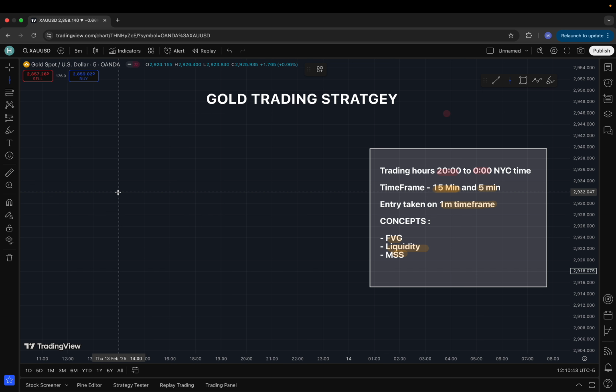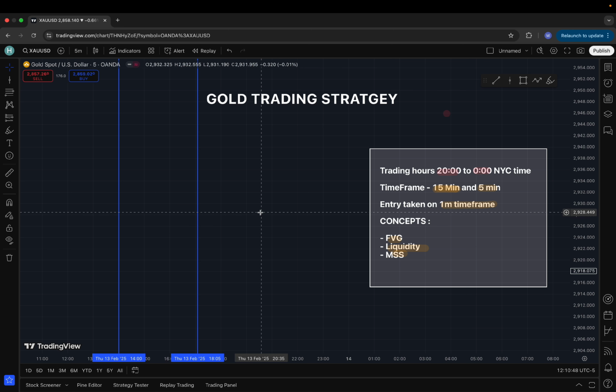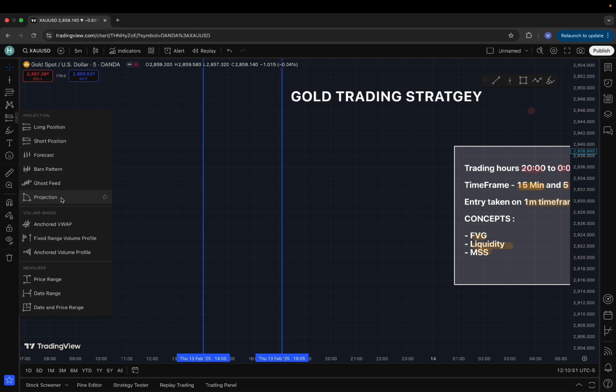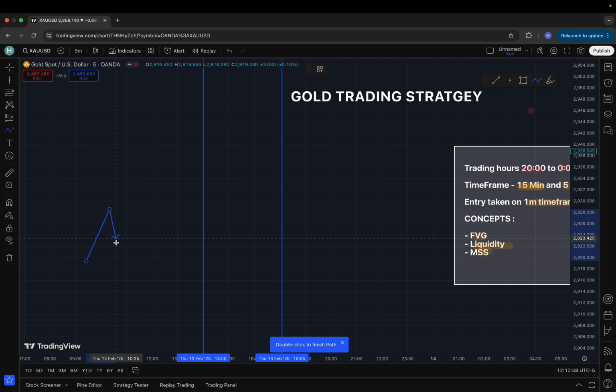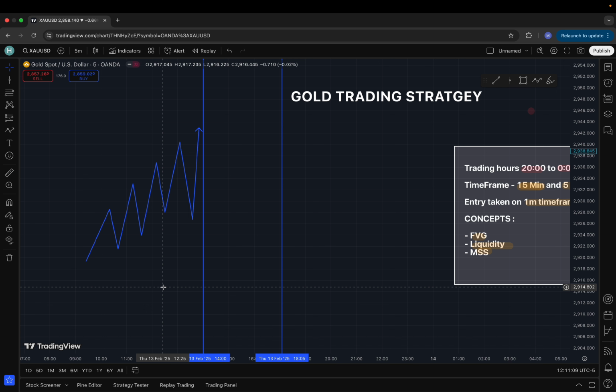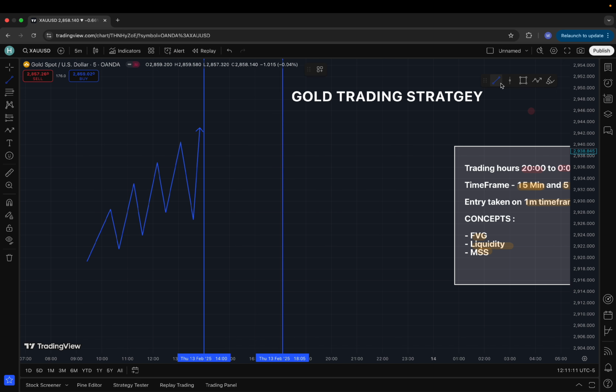Let's get started. So the first thing I'm going to do is mark out 20 to 12. So, okay, let's pretend this is 20 and this is 12. Now, what we want to wait for is a recent high and low to be formed before 20. So if I go ahead and get my path tool and let's create these. So what we're going to mark out from here is our low and our high. So this is our lowest point during the recent highs and lows. And this is our recent high.